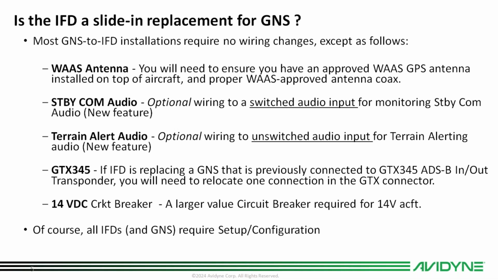feature. The GTX 345. So if the IFD is replacing a GNS that was previously connected to a GTX 345 transponder, you'll need to relocate one connection on the GTX connector. And we'll show a wiring diagram that discusses that a little further. And then for 14-volt aircraft, so there is a circuit breaker change. We do require a 7.5 amp breaker versus the 5 amp breaker, and we'll show this again as well.